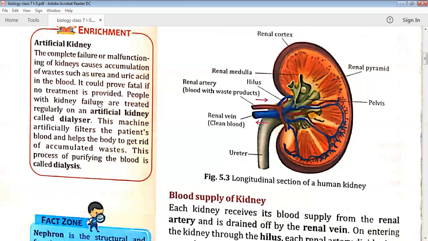So people with kidney failure are treated regularly on an artificial kidney called a dialyzer. This machine artificially filters the patient's blood and helps the body to get rid of accumulated waste. This process of purifying the blood is known as dialysis.